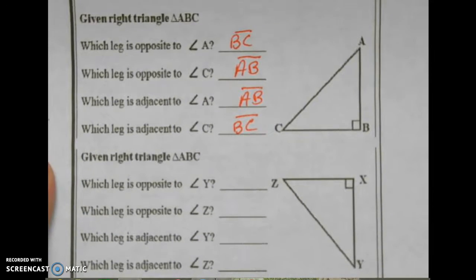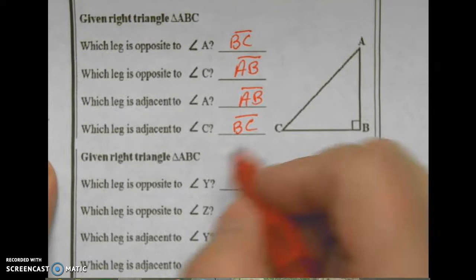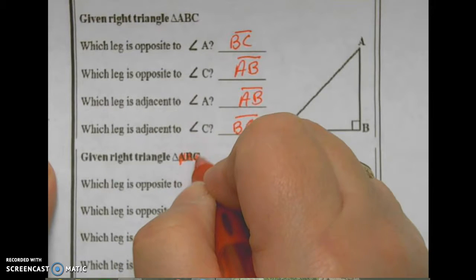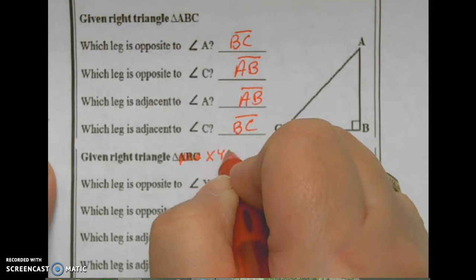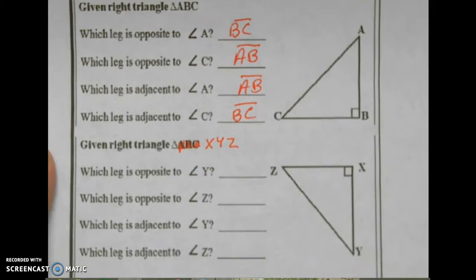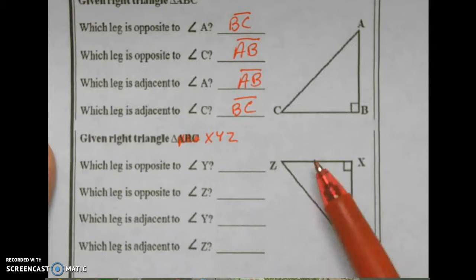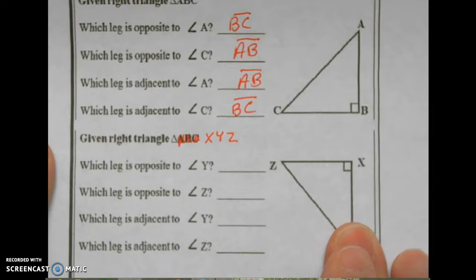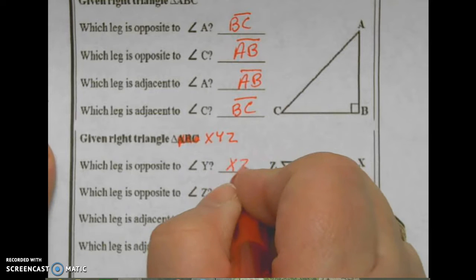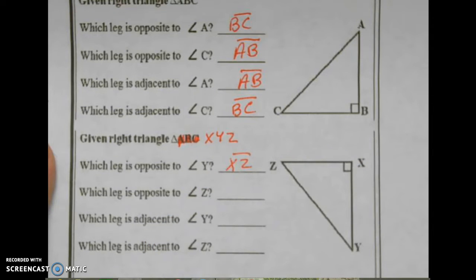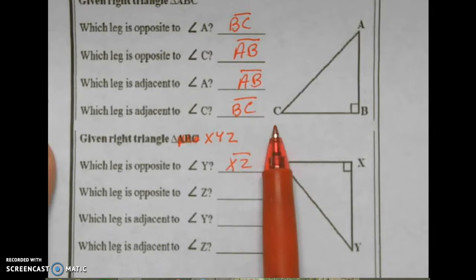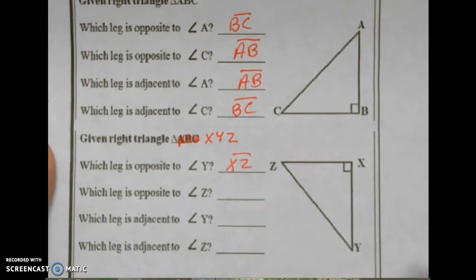If I look at the next triangle, it's actually triangle XYZ, so there's a typo there. And I'm looking at angle Y. I want to know the leg that's opposite angle Y. So if I cover up the Y, what I'm left with is the leg from X to Z. If I want the leg opposite to angle Z, if I cover up that Z, I'm left with leg XY.